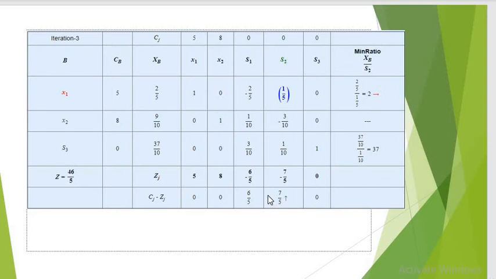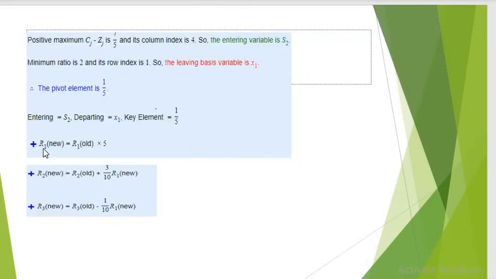That means we have to improve the solution. That means we have to form the next table. Here the pivot element is 1 by 5. So make this pivot element 1 and all other elements in that column 0. For that we can use the new elementary row operations. The new elementary row operations are new R1 equal to old R1 into 5, new R2 equal to old R2 plus 3 by 10 into new R1, and new R3 equal to old R3 minus 1 by 10 into new R1.